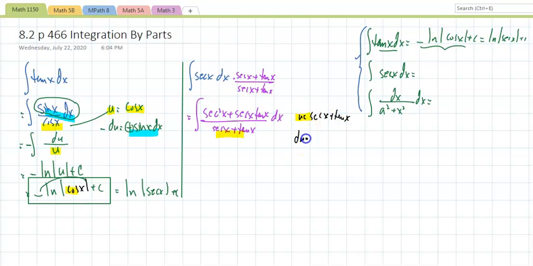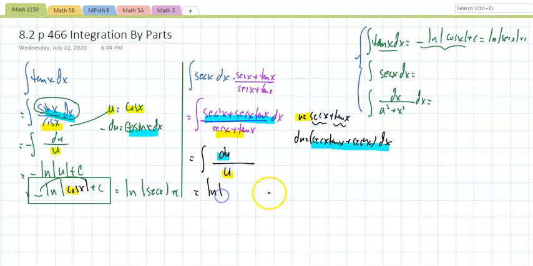wouldn't you say du is the derivative of secant, which is secant of x tan of x, and the derivative of tangent is secant squared of x dx. And do you notice magically that happens to match? So all this is the integral of, there's my u, and there's my du. That will be natural log of absolute value of u, but I know what u is. It's right there.